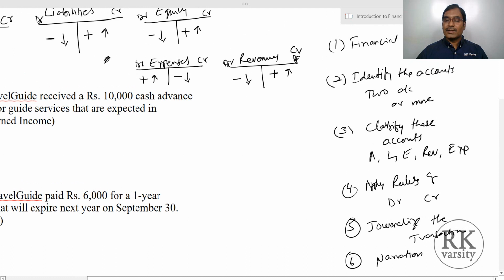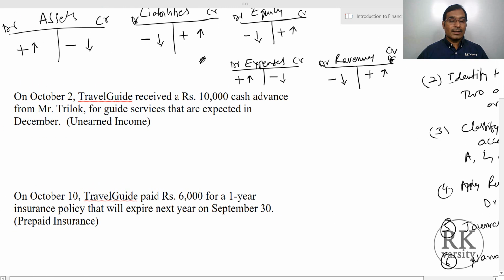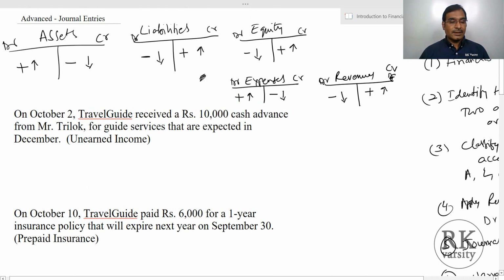First is to check whether the transaction is of financial character or not. Identify the accounts. Minimum two accounts will be there, and sometimes more accounts. Then classify those accounts as assets, liabilities, equity, revenue, expense. Then apply the rules of debit and credit, generalize the transaction, and write a narration. So here we look at the transactions. As I said, this lecture explains 10 different transactions, which cover almost all of the advanced journal entries.